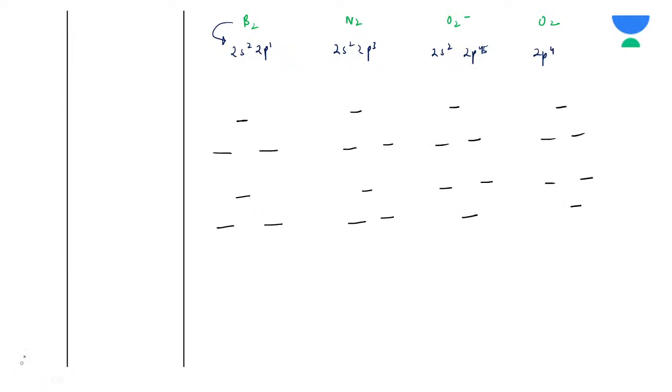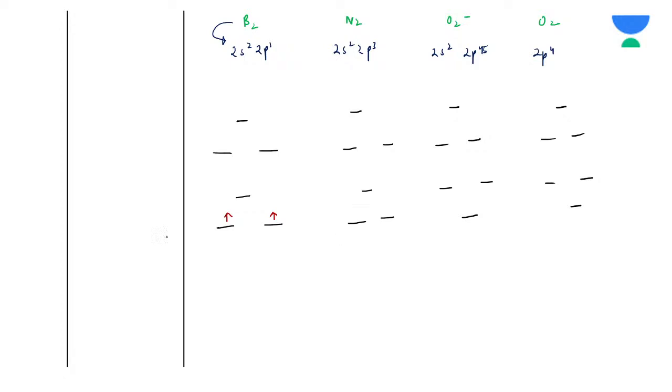What next we have to do over here is fill in these electrons. We have 2 electrons in p, that means 1 and 2. Is it not visible? Should I increase the font?